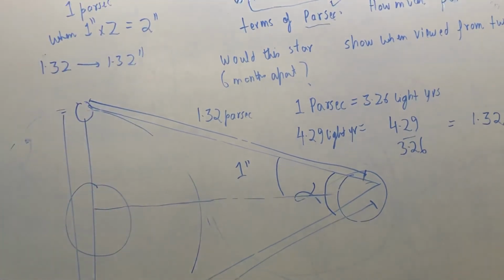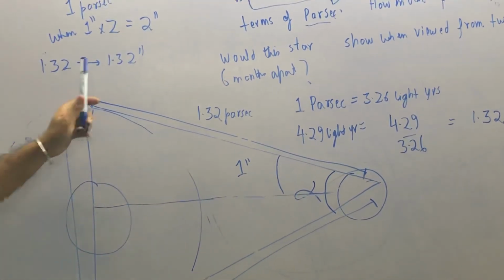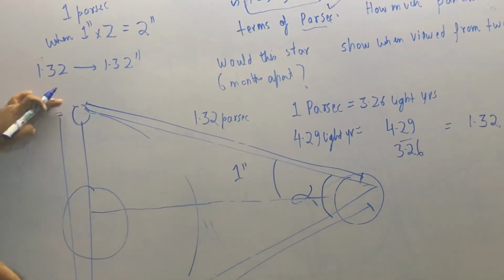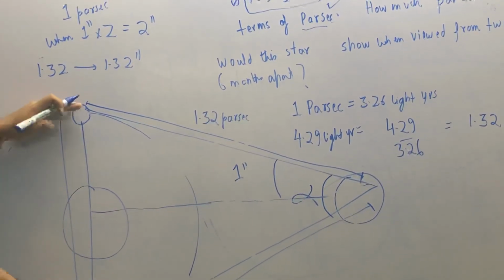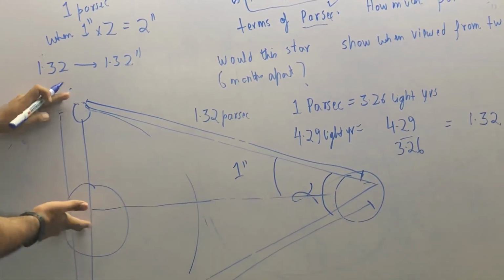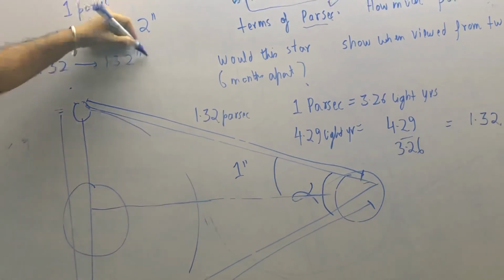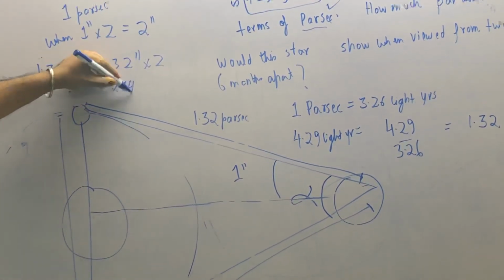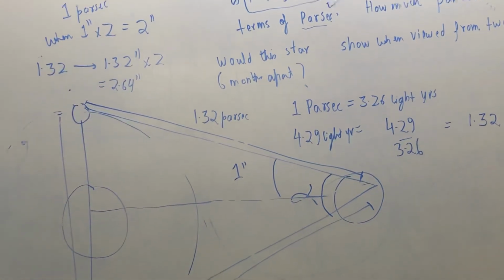1.32 parsec will subtend 1.32 second. But we are talking about the angle between locations six months apart, not the distance between Earth and Sun. So just multiply it by 2. So this will be 2.64. Some people might not have understood this method.